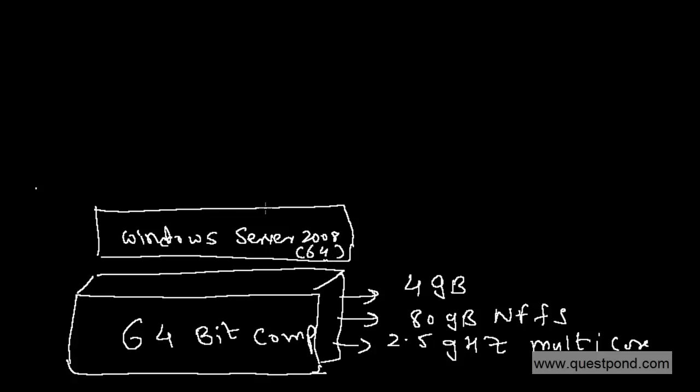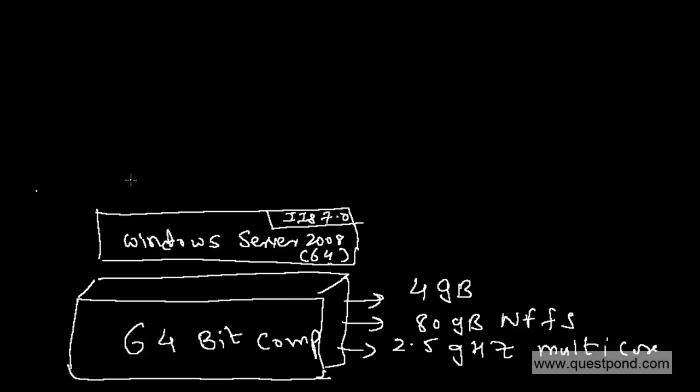And with this, don't forget to install IIS 7.0. So at the base, you have hardware that is 64-bit compatible with 4 GB RAM, 80 GB hard disk, dual core, multi-core, whatever it is. On this hardware, you need to install Windows Server 2008 64-bit and ensure that IIS 7.0 is also installed.